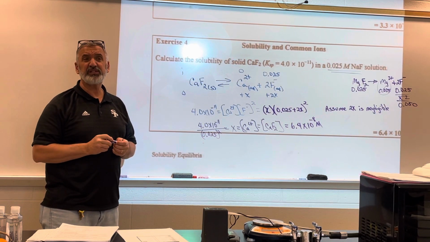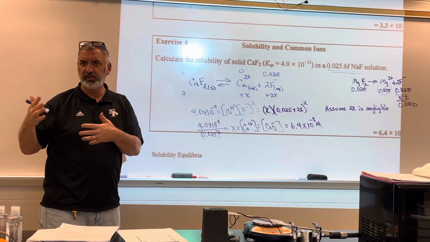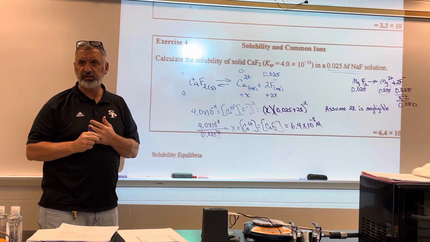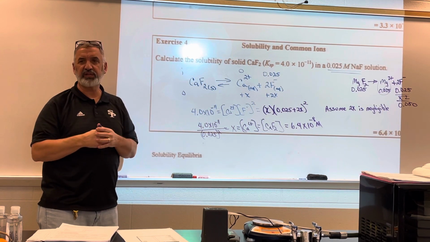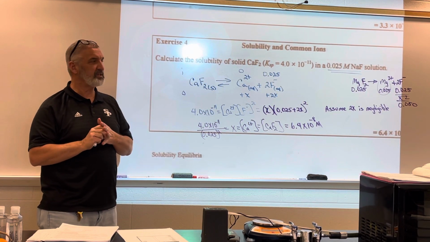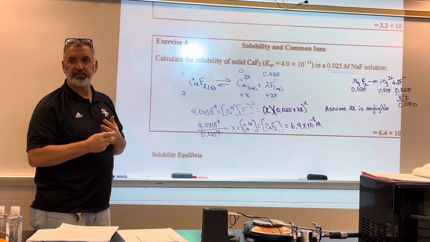Again, it's the same thing as we did way back in molarity, where I asked what the concentration of the ions were in the multiple choice question. I gave you the molarity of the substance, and then you had to figure out what the concentration of the ions were. It's the same thing. Nothing new under the sun.